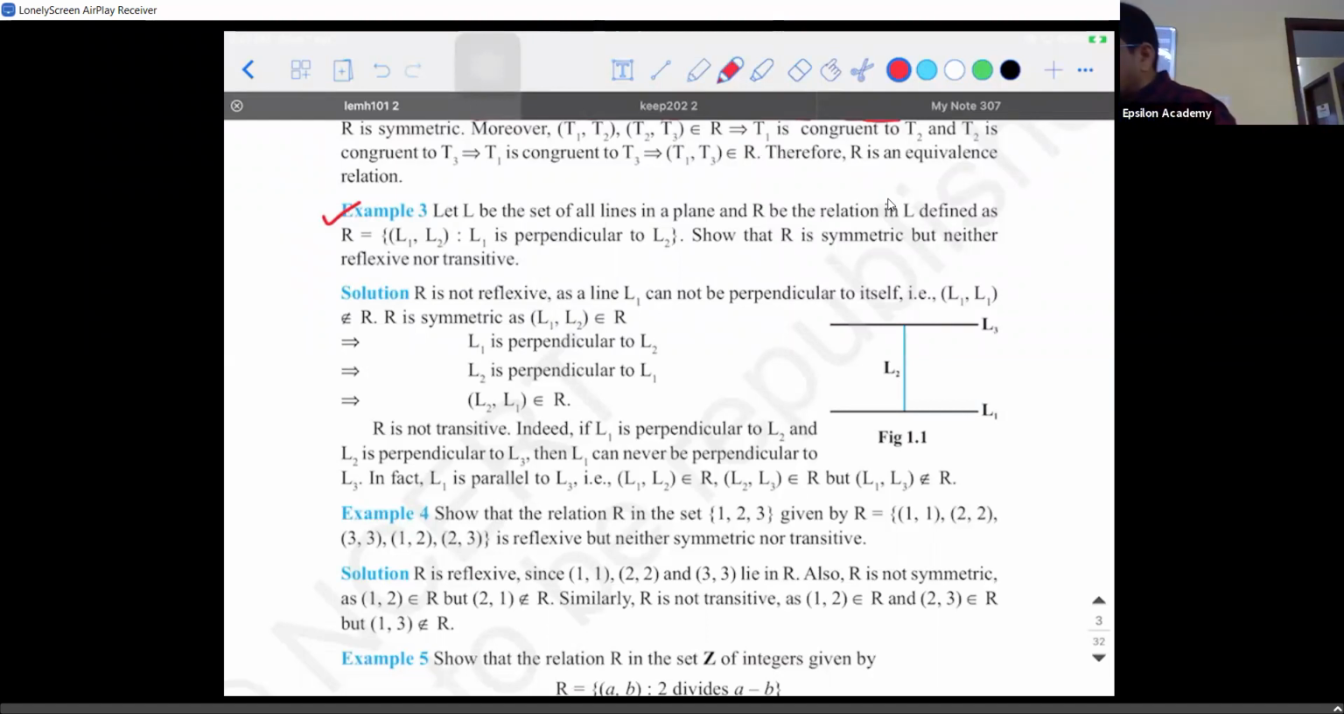Why? One more thing, guys. For it to be reflexive, all the elements should exist. I forgot to tell this point. For it to be reflexive, (A1, A1) should exist, (A2, A2) should exist, till (An, An). All the elements should have the same. Please make a note of that point. I forgot to mention.